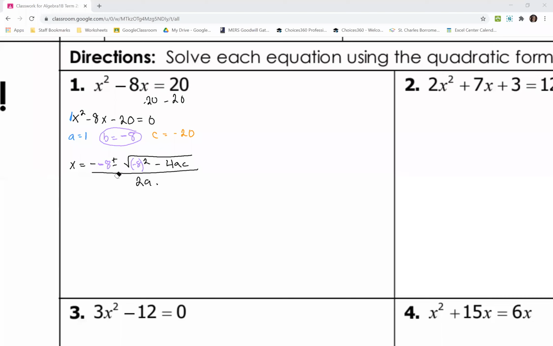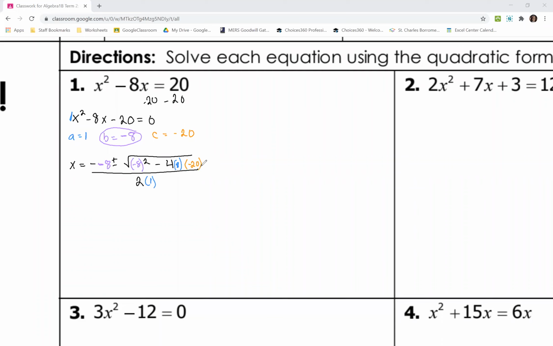Okay, now let's go for replacing the a's. I'm going to erase these a's. Now I'm going to be careful too, because that's 4 times a and 2 times a. So I know I'm going to have to draw parentheses to indicate that multiplication. So that's a 1 and that's a 1. All right, and then finally, let's do our c. Our c is -20.